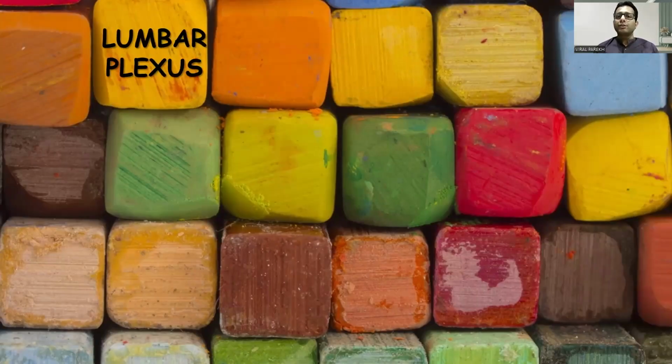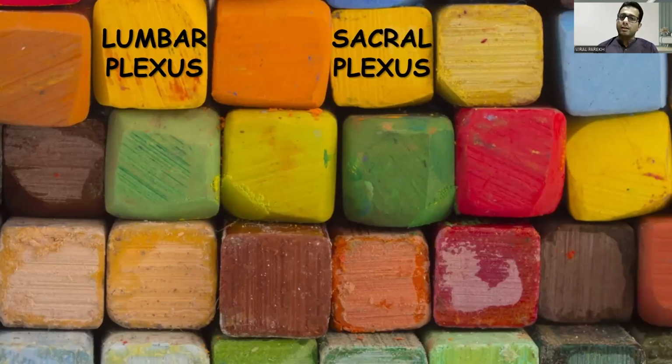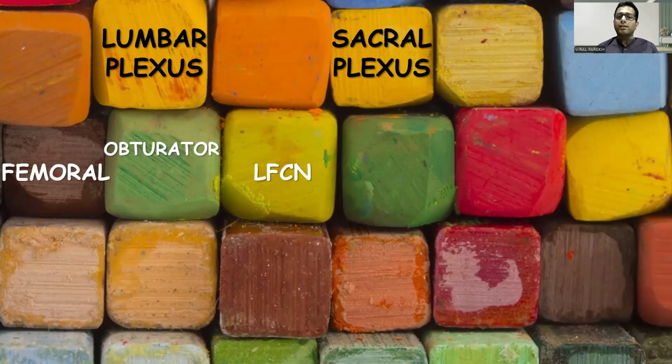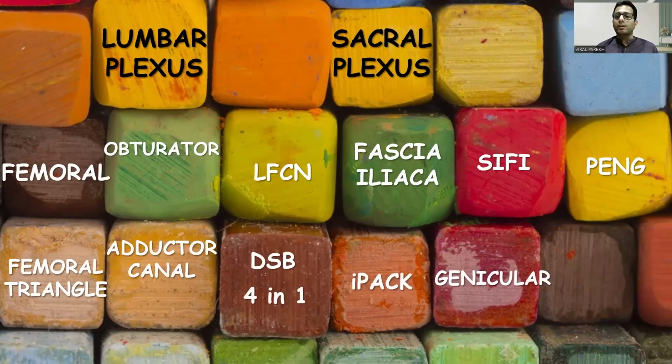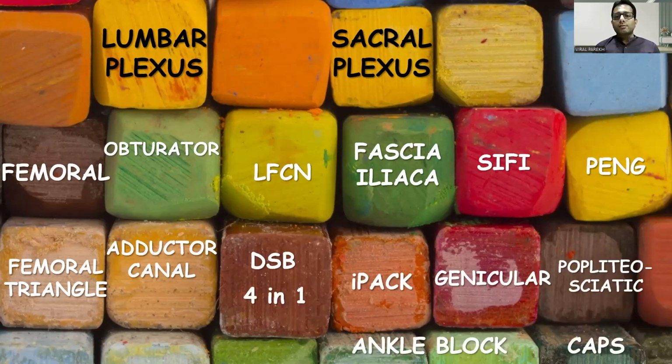In the lower limb, we have two different plexuses, the lumbar plexus and the sacral plexus. And we have a gamut of blocks like femoral, obturator, lateral femoral cutaneous, fascia iliaca with a suprainguinal approach, PENG block. We have procedure-specific, motor-sparing blocks like adductor canal, dual subsartorial, IPACK, genicular, popliteal sciatic, CAPS block, and ankle block. So it is practically difficult to explain and go into the depth of each and every one, but I'll try to cover the major blocks which we can do in our practice.